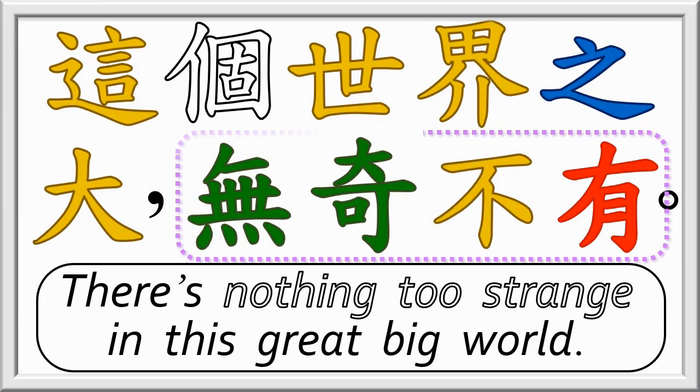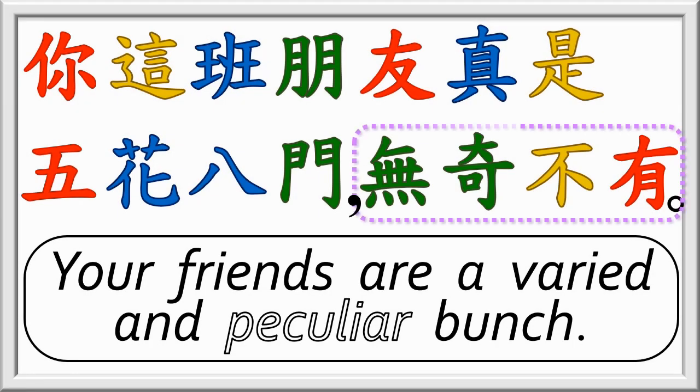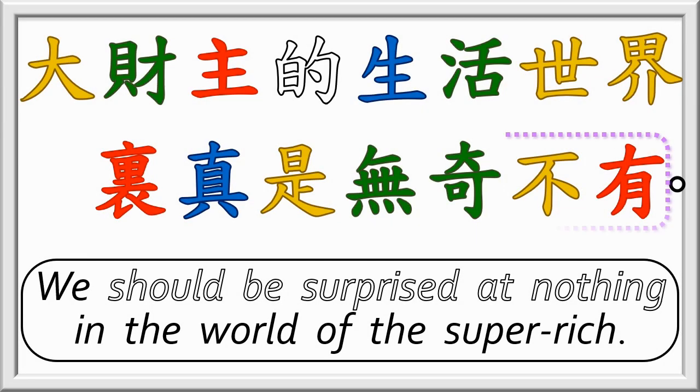这个世界之大，无奇不有. There's nothing too strange in this great big world. 你这班朋友真是五花八门，无奇不有. Your friends are a varied and peculiar bunch. 大财主的生活世界里真是无奇不有. We should be surprised at nothing in the world of the super rich.